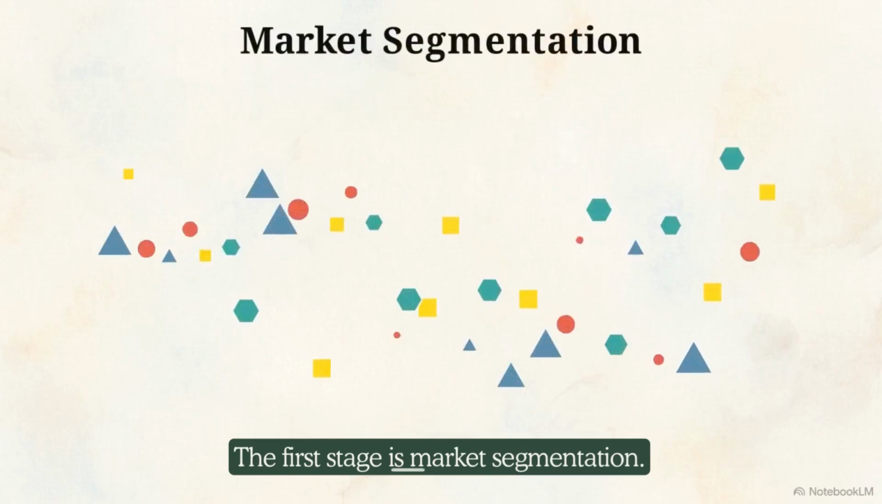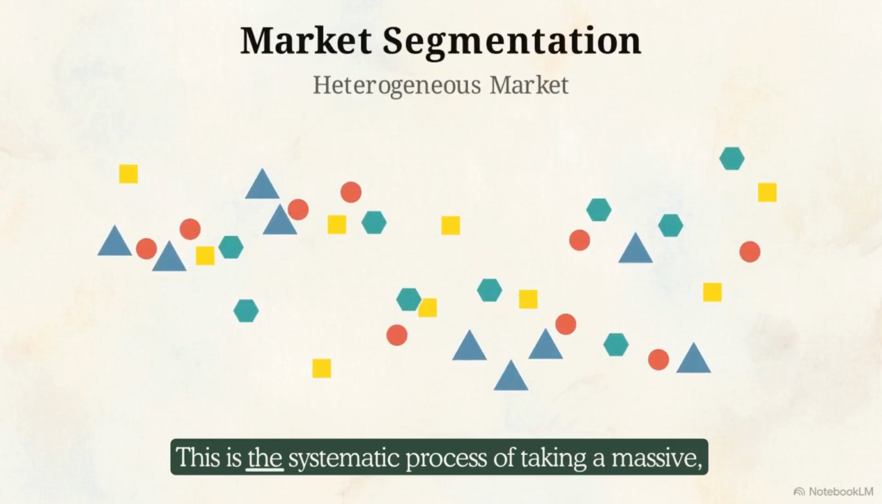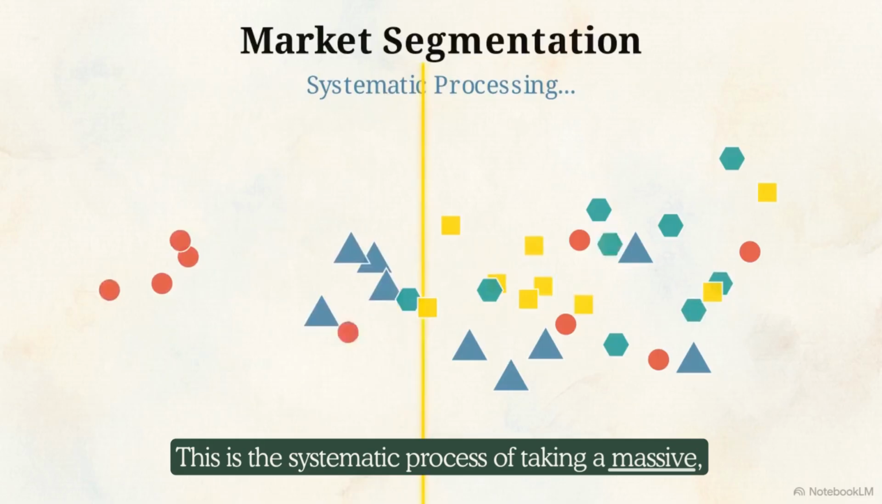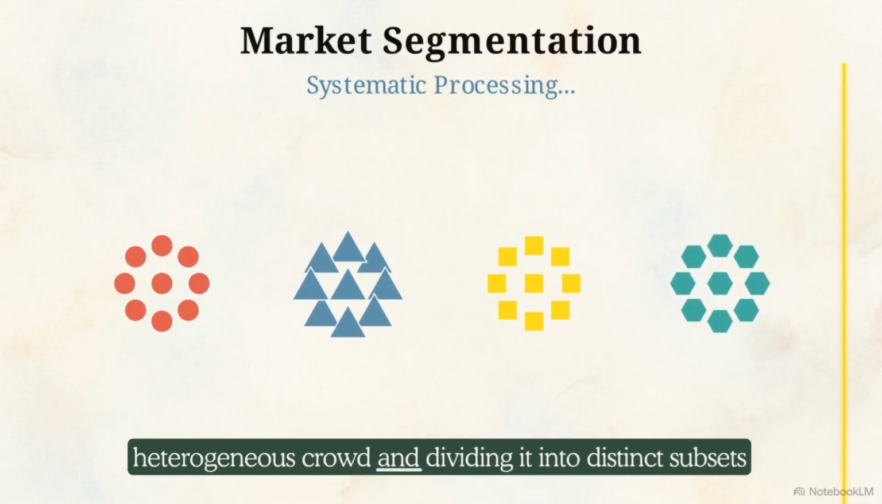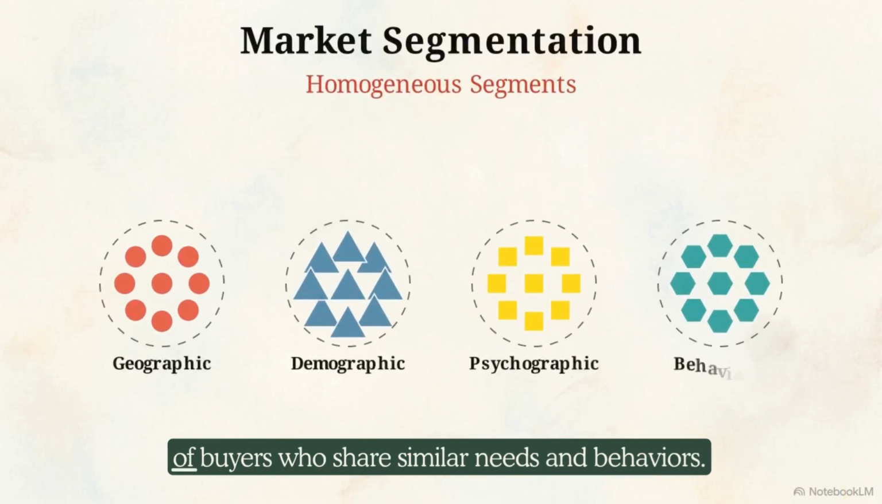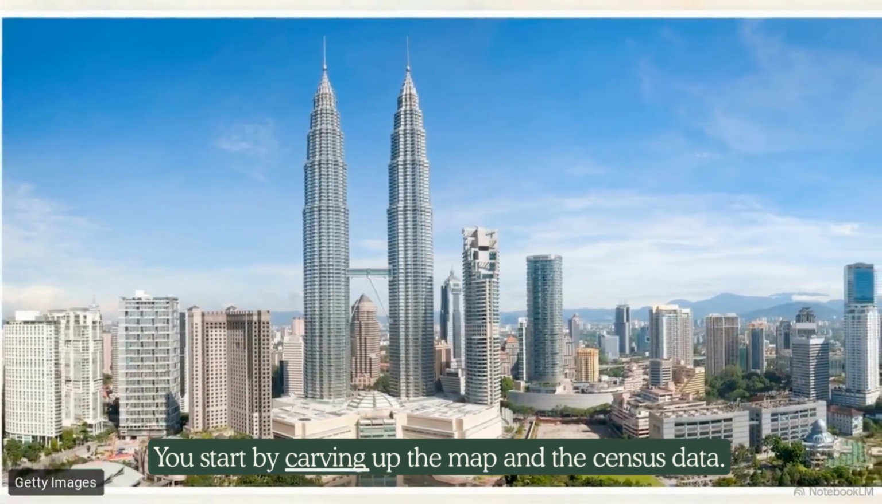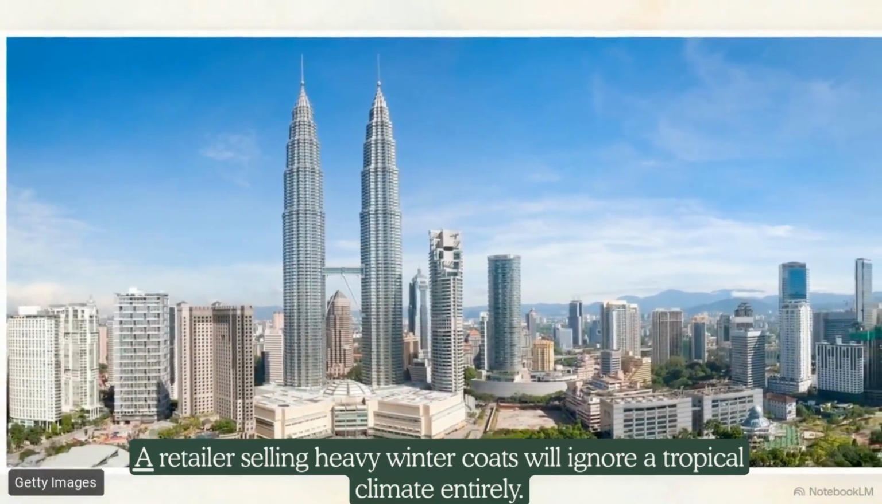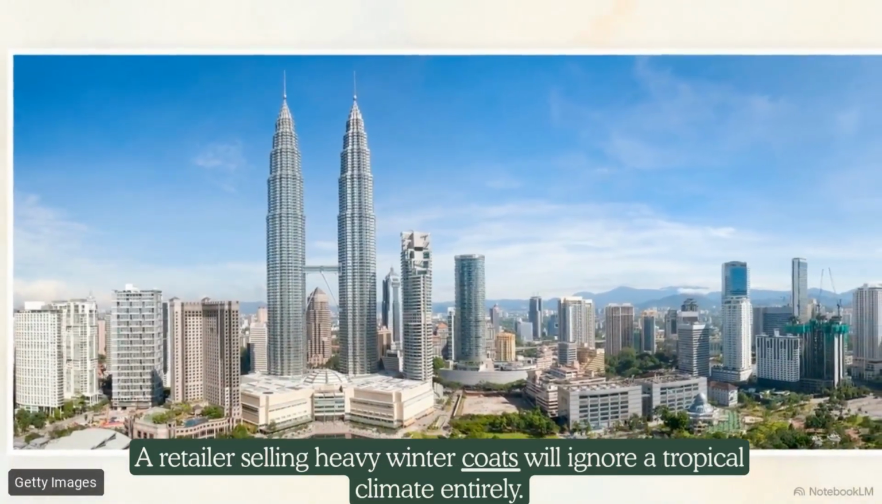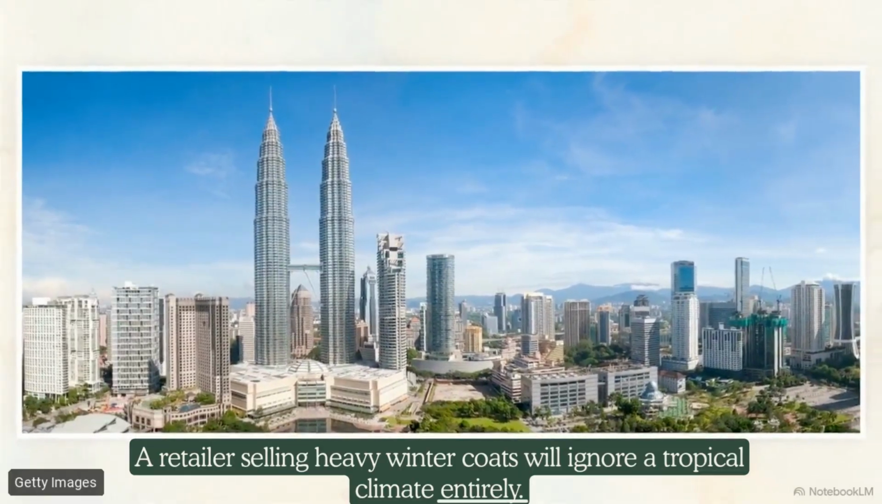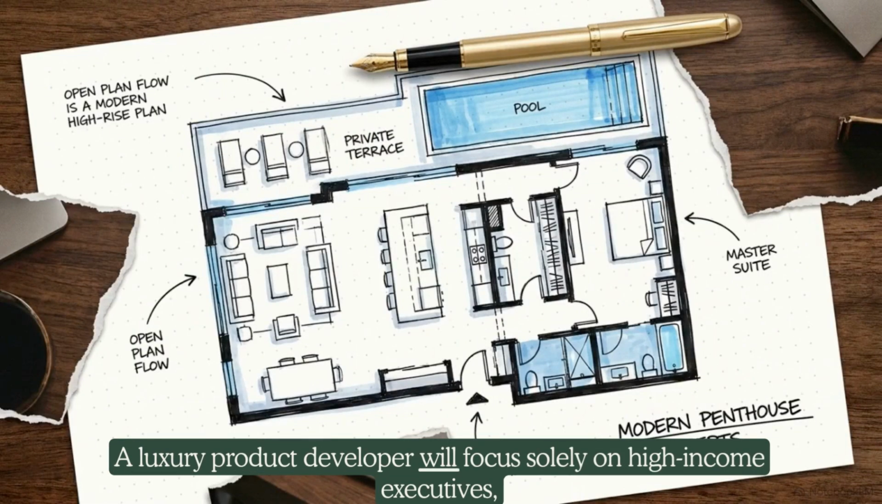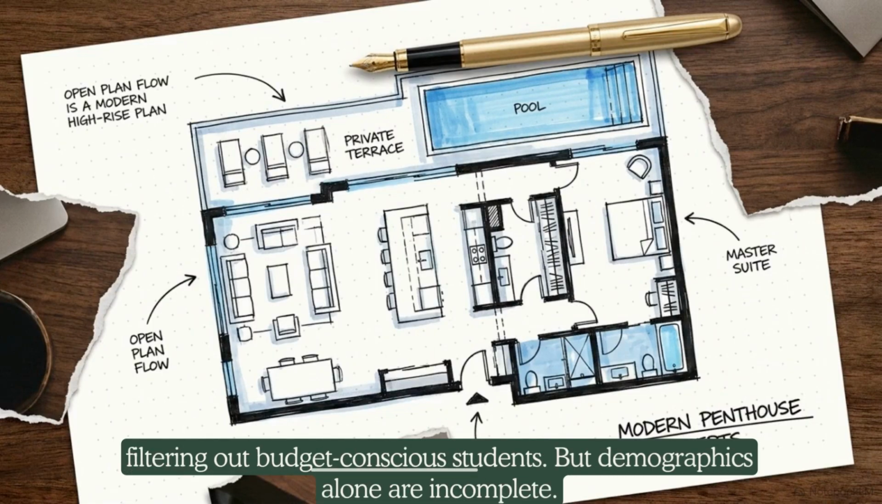The first stage is market segmentation. This is the systematic process of taking a massive, heterogeneous crowd and dividing it into distinct subsets of buyers who share similar needs and behaviors. You start by carving up the map and the census data. A retailer selling heavy winter coats will ignore a tropical climate entirely. A luxury property developer will focus solely on high-income executives, filtering out budget-conscious students.